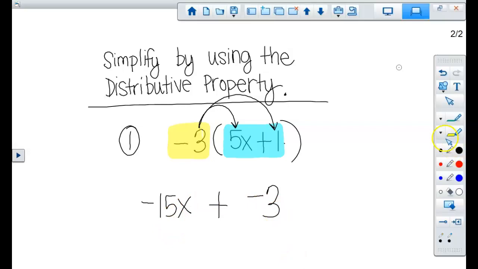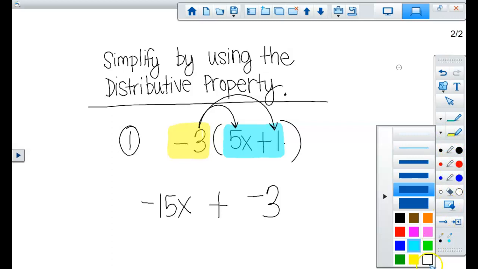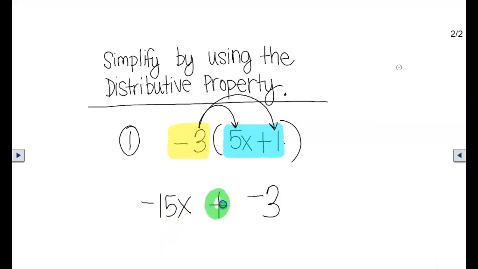But this time, here's something I want to talk to you about. I am not a big fan of something that I'm seeing in this answer. This says I've got a negative 15x plus a negative 3. I don't like these double signs right here. I don't want you to say plus a negative 3.